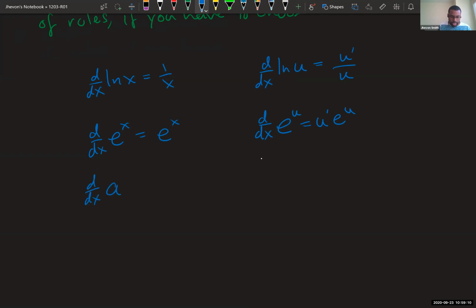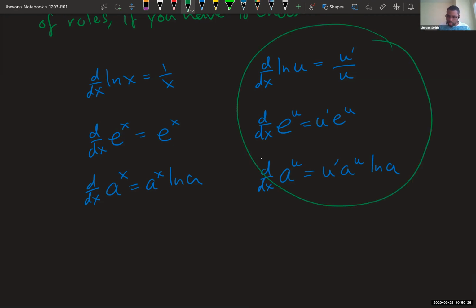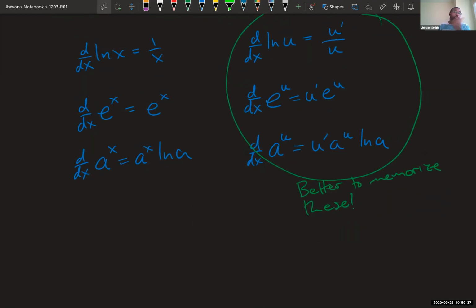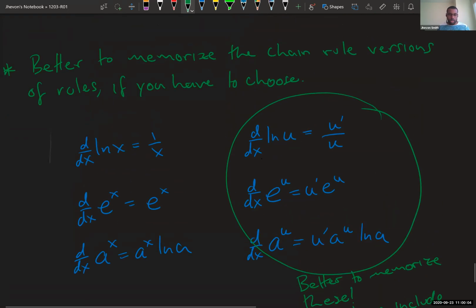You have a rule that says d/dx of a to the x is a to the x ln of a. The chain rule version of that is, if you have a to something that's not just an x, it's u prime a to the u ln of a. It's better to memorize these. In fact, these include the ones in the left column, because if your u is equal to x, then your u prime is just 1, and the rules just devolve back into the previous rules. So yeah, that's another tip.